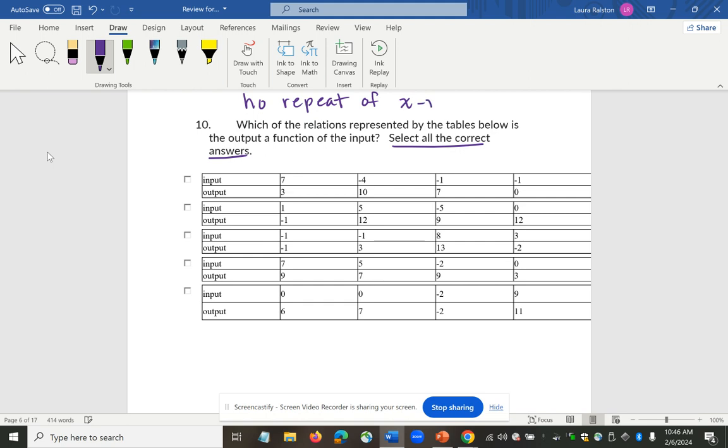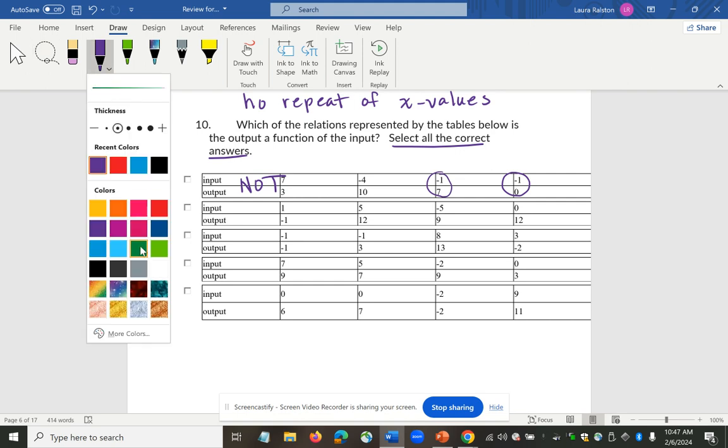of the x values. So if I look at this first one, we have 7, 3, negative 4, 10, negative 1, 7, and negative 1, 0. I have negative 1 paired with 0 and with 7. This is not a function. Then I move on to the second one. I have 1, negative 1, 5, 12, negative 5, 9, 0, 12. There's no repetition in the x values, and so this particular one is a function. So I would mark the second one.